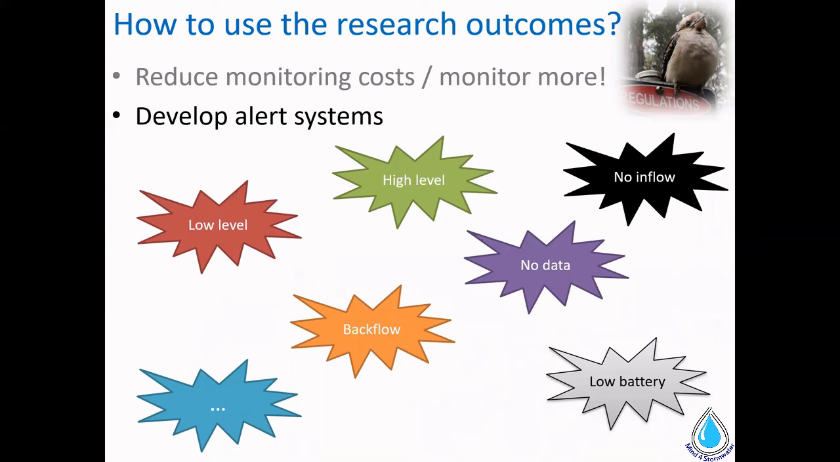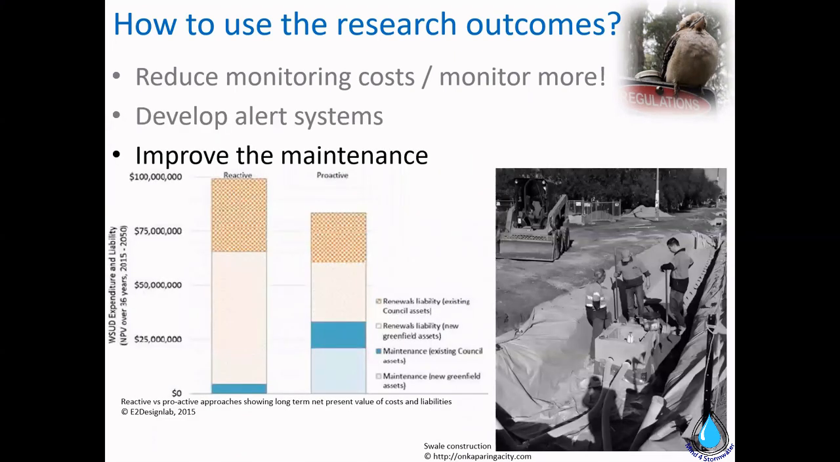And you can also develop alert systems that will alert you when the monitoring system is not working. So you can receive an alert if there is no new data or if the battery is low and needs to be changed. This, at the end, aims to improve the maintenance. And as I said in the beginning, the main idea is to move from corrective maintenance to preventive maintenance. And if we can improve this maintenance, then we will be able to decrease the cost of maintenance of this system.